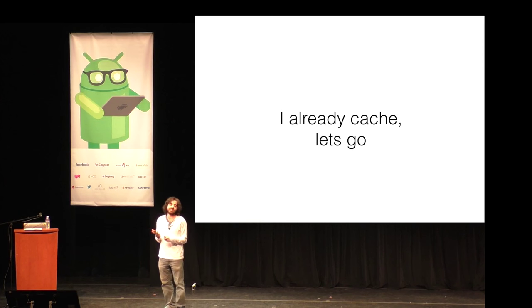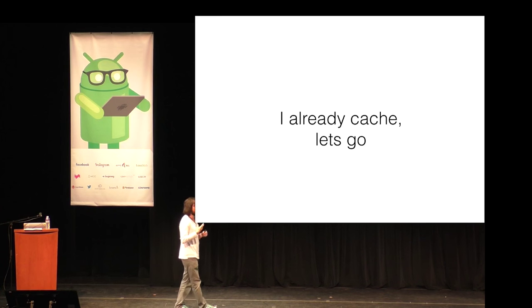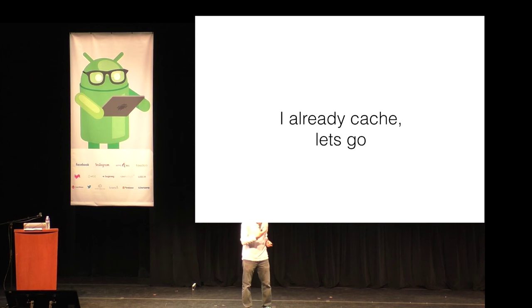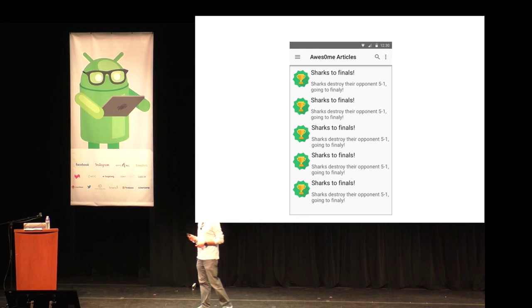What I can say is, okay, I already cache, right? I'm using this library, I use RoboSpice or whatever, I do cache my data and I don't make the same request again. So the next time the user comes to my application, there's always content. I already got it solved, there's nothing for me to learn. Turns out it's not that true.